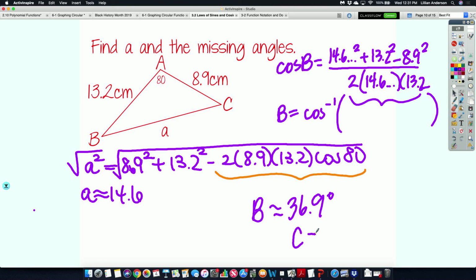And of course, angle C can be found by doing 180 minus the other two angles. And what is C? 63.4.